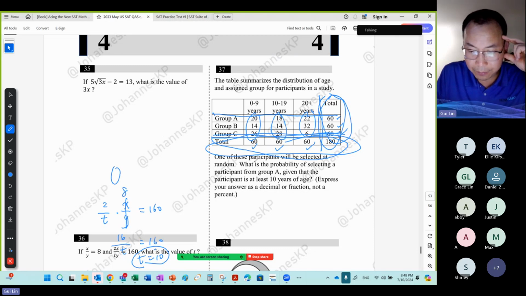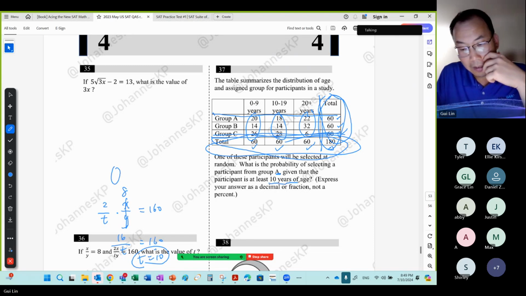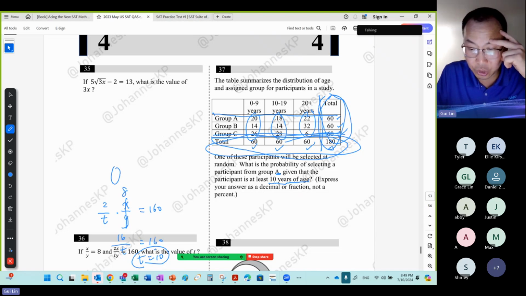One of the listed participants will be selected at random. So we totally have 180 people, right? 60 from each group, 60 from each age. So only pick one, totally 180. What's the probability of selecting a participant from group A? Group A totally has 60 people. So the probability is 1/60. Given that the participant is at least 10 years, so only select from these two, right? From group A and also from these two age groups.